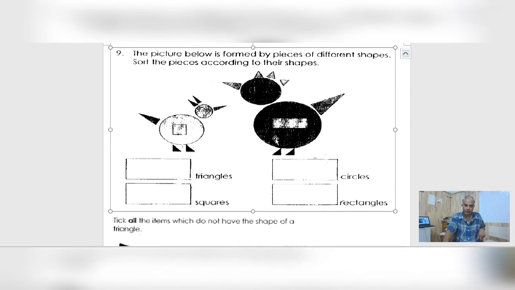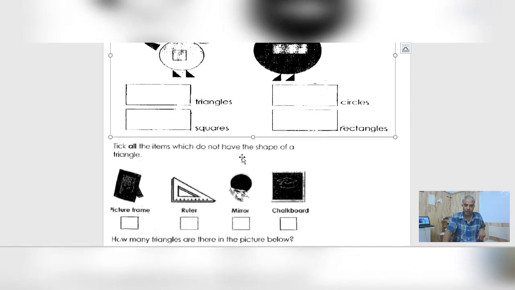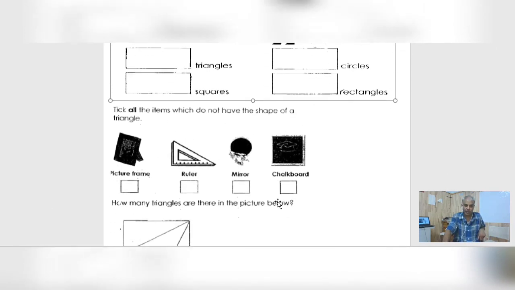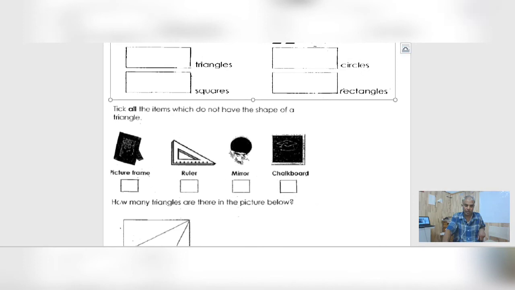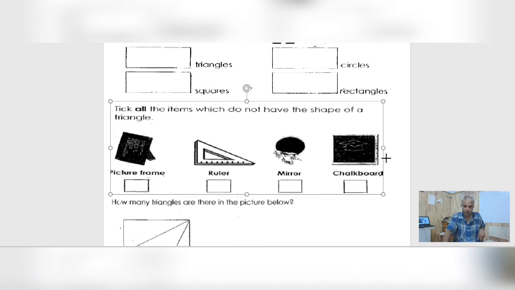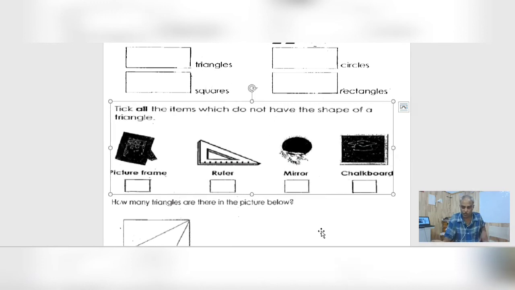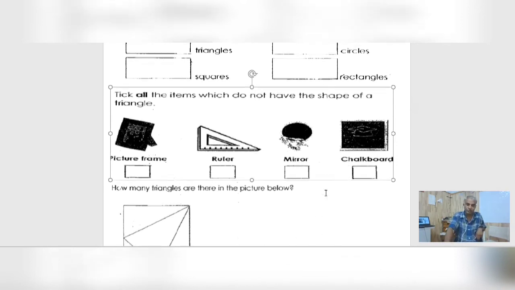Alright, I move on now. Okay, tick all the items which do not have the shape of a triangle. So you have to find out which shapes do not have a triangle shape. Okay, so this is already done. Alright, so I make it a little bigger so that you can see it on your small phone, or on your desktop or laptop.